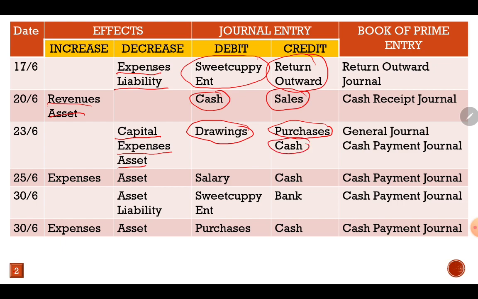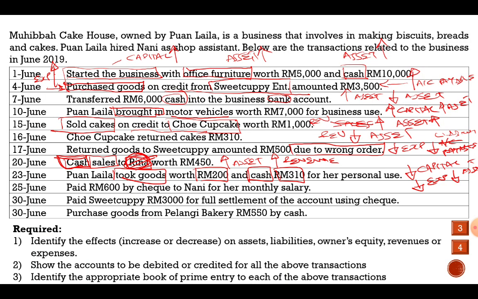Okay, next one. On 25th of June, paid RM600 by cheque to Nani for her monthly salary. Maksudnya Nani ni pekerja kita lah. Tadi kan dikatakan Puan Laila hired Nani as shop assistant. So, dia bayar gaji Nani. So, apa yang transaction terlibat? Dia bayar guna cheque. Bila dia bayar guna cek, maksudnya bank will decrease. Asset will decrease. Dia bayar untuk apa? Untuk salary. Nani punya salary. Salary is expenses. Expenses will increase.